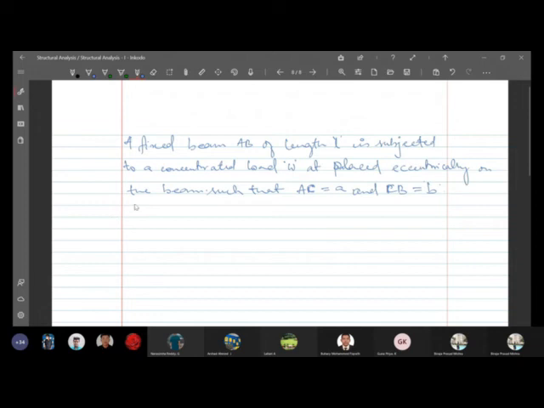Next, the free and the fixed bending moment diagrams have been presented in figure 4 and figure 5 respectively. Okay, now one more thing.